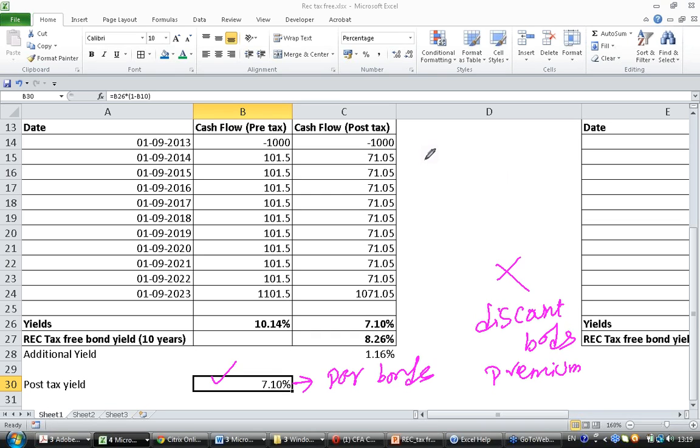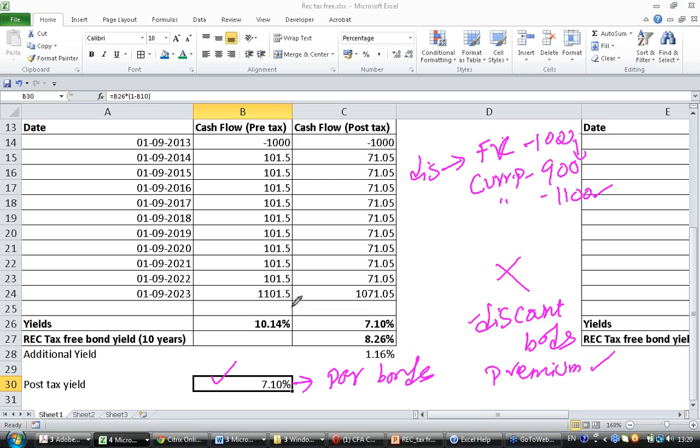What is a discount bond? A discount bond is, let's say a bond has a face value of 1000, whereas the current price is 900. So if a bond is trading at a price that is lower than its face value, then it is called a discount bond. Similarly, if the face value is 1000 and the current price is 1100, which is greater than face value, then it becomes a premium bond.